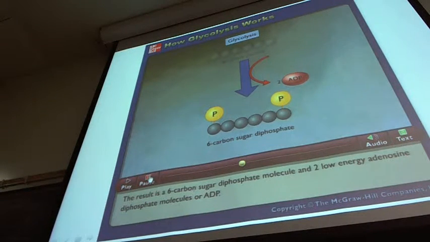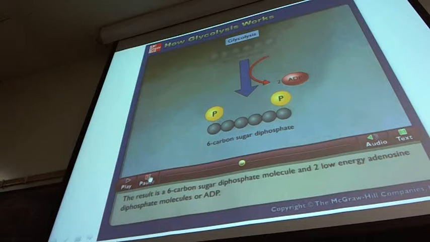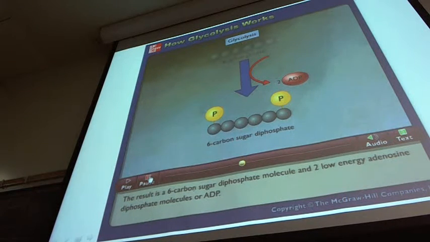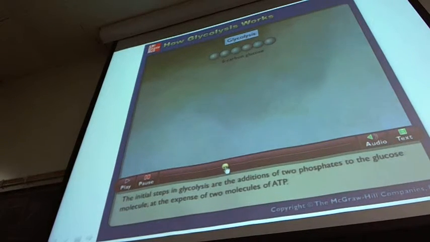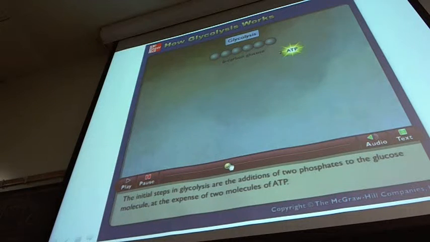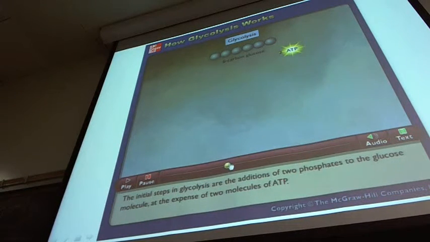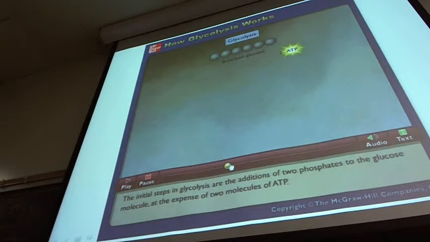What does ATP become when it loses the phosphate? ADP. So you started with 2 ATP. The phosphates come off the ATP, they go to the 6-carbon glucose, and the ATP goes to ADP.